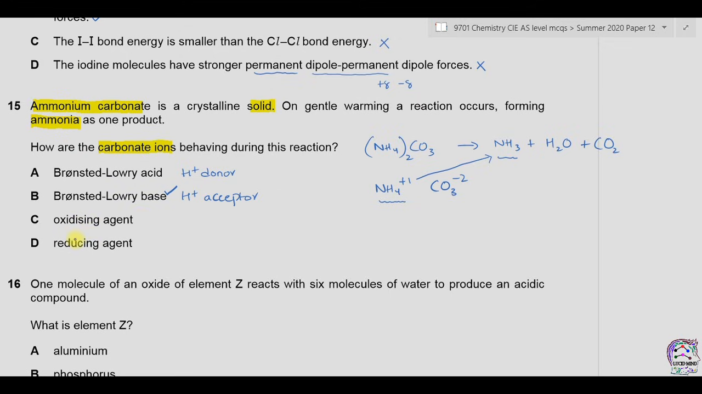Now in C we can see oxidizing, and in D we can see oxidizing or reducing agent. So let's find the oxidation states. In NH4+, the oxidation state of nitrogen is -3 and of hydrogen is +1. Also in ammonia we have -3 oxidation state for nitrogen and +1 oxidation state for hydrogen. As you can see, the oxidation state of nitrogen has not changed, so therefore carbonate does not behave as an oxidizing or reducing agent. C and D are also incorrect. The only option that is correct is part B.